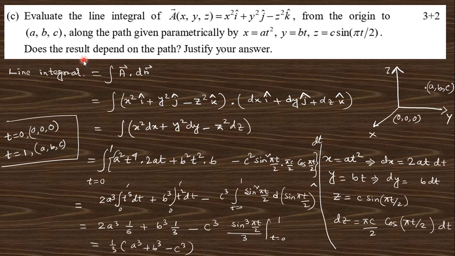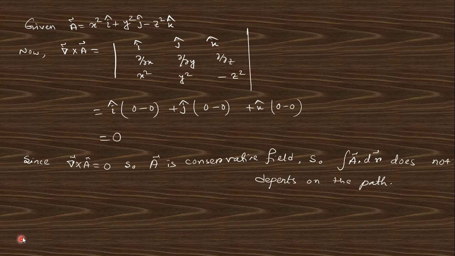Now the question is, does the result depend on the path? This result does not depend on the path if the curl is 0, that is, if it is a conservative field. So A is given here, and curl of A is calculated, and you will get 0. Since curl of A is 0, A is a conservative field. So this integration does not depend on the path. If you choose any path, it depends only on the initial and final state, that is the conservative field.